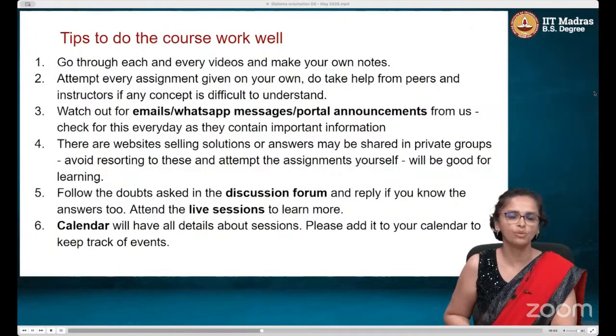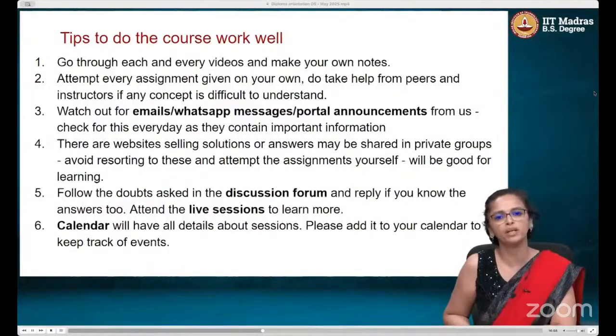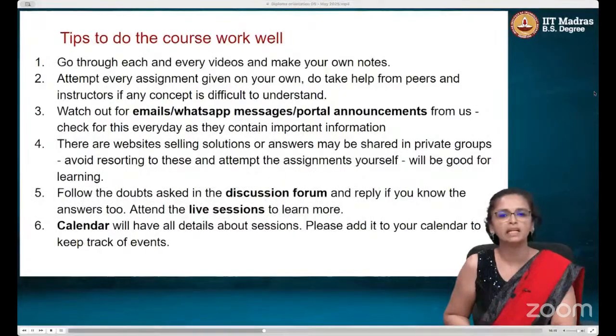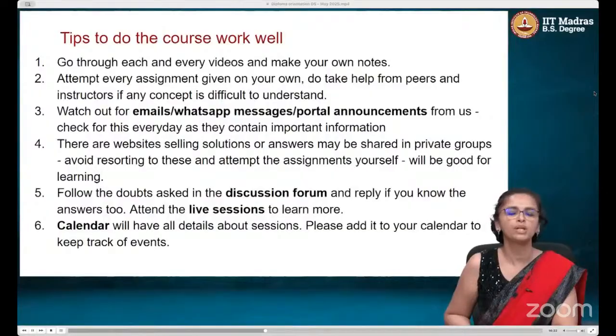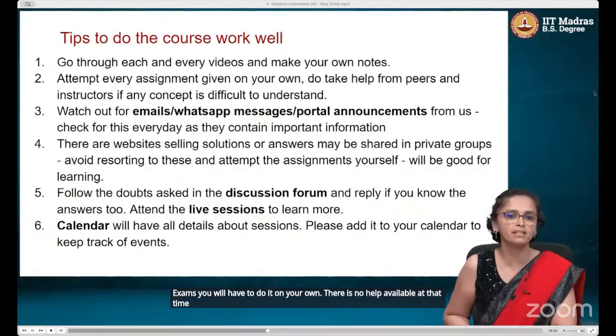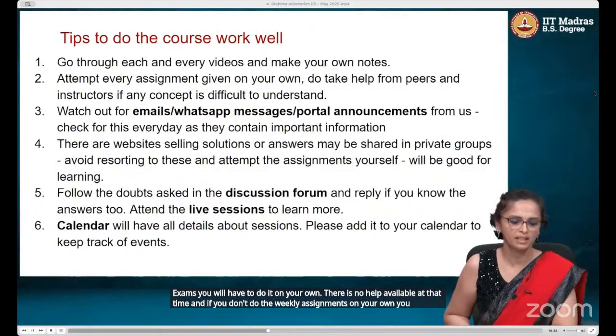Attempt assignments on your own. Do not blindly copy from answers given by somebody somewhere in, say, a WhatsApp group or Telegram group without understanding how they arrived at the solution. If you're stuck somewhere, taking help is not a problem. But blindly copying just the answers and making submissions will not help you, because when the proctored exams come, be it at the center or the online proctored programming exams, you will have to do it on your own. There is no help available at that time, and if you don't do the weekly assignments on your own, you're going to get stuck at that point.